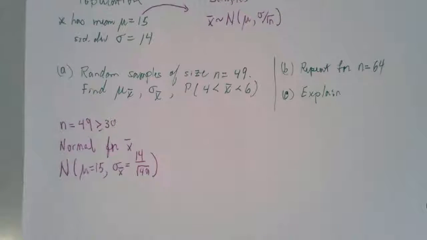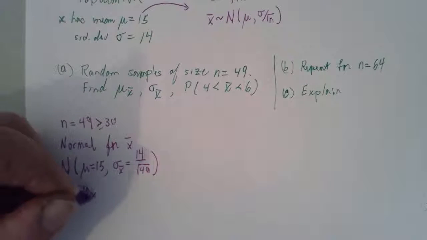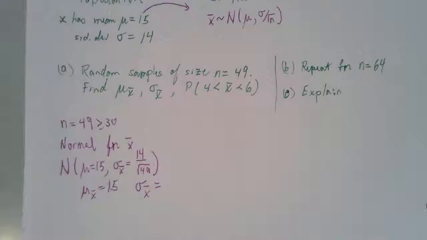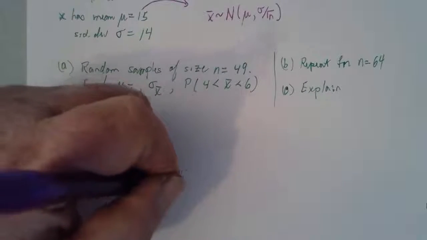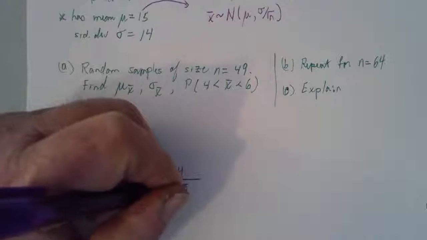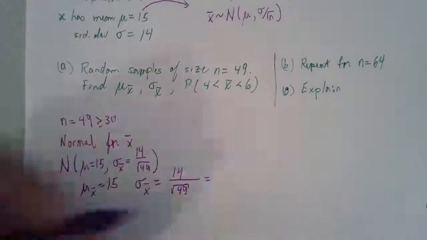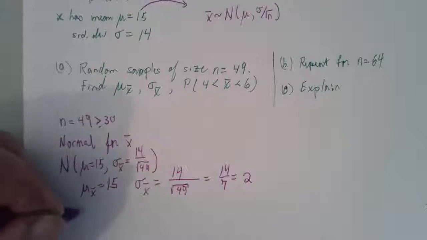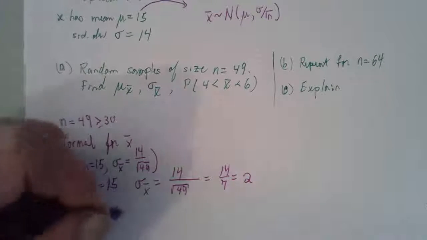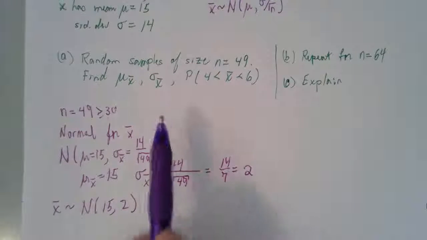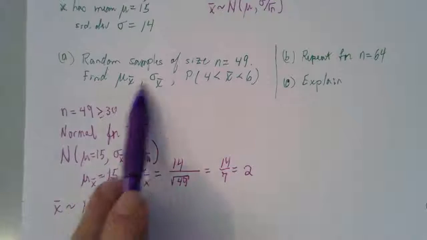So mu of x bar is 15. Standard deviation of x bar is 14 over root 49. Now, 7 times 7 is 49, so the square root of 49 is 7. 14 divided by 7 is 2. And so x bar is normally distributed with a mean of 15 and a standard deviation of 2. That takes care of those first two pieces.